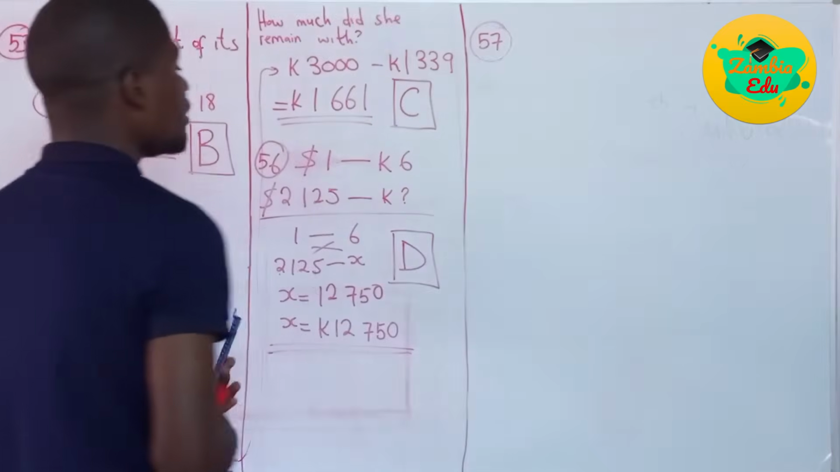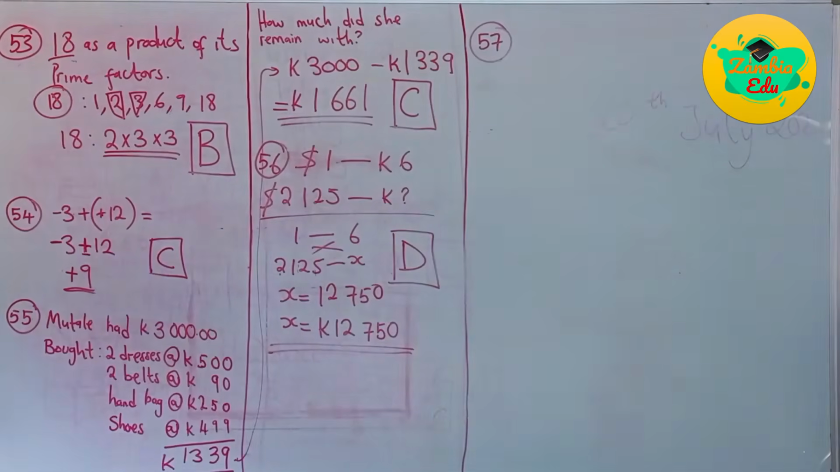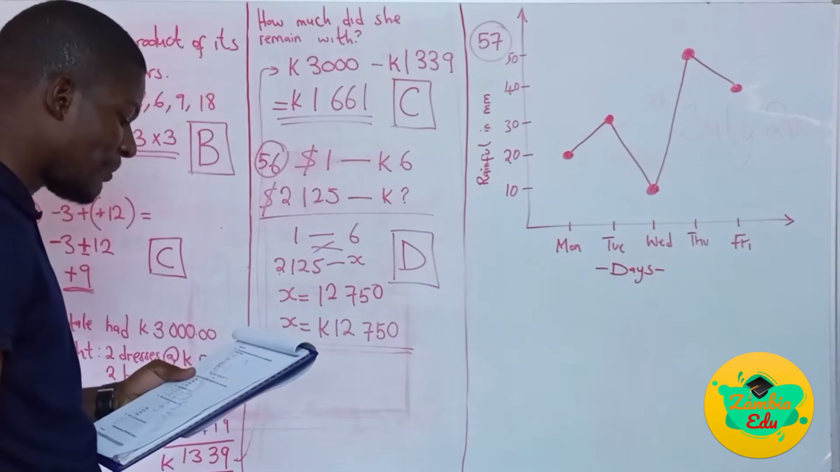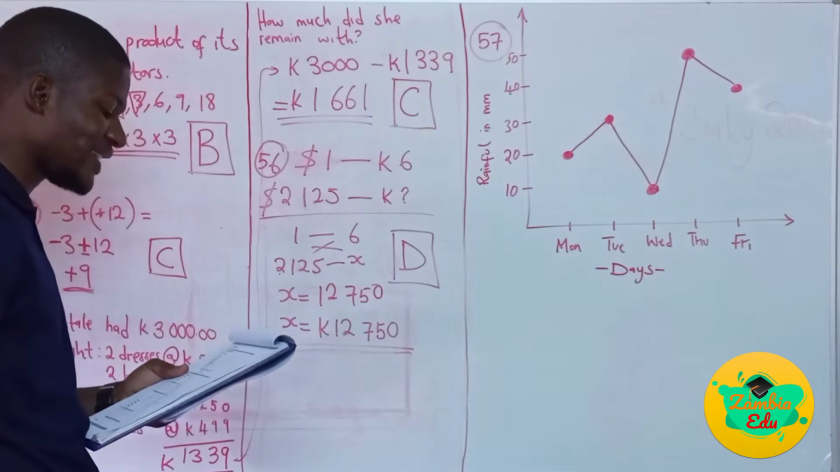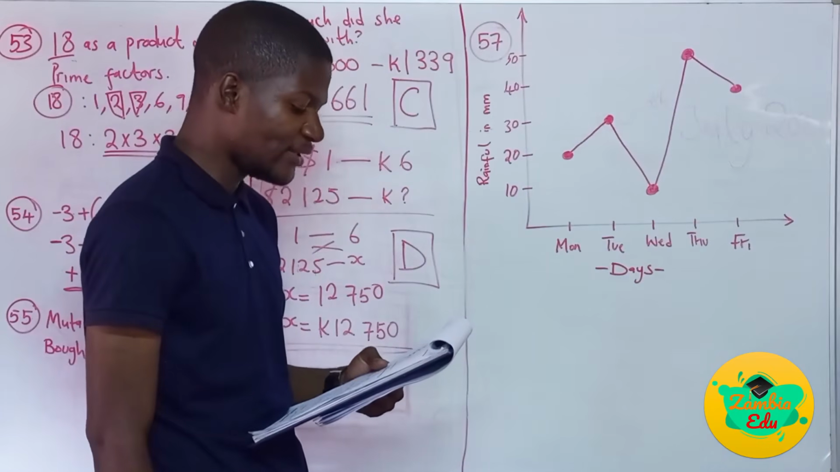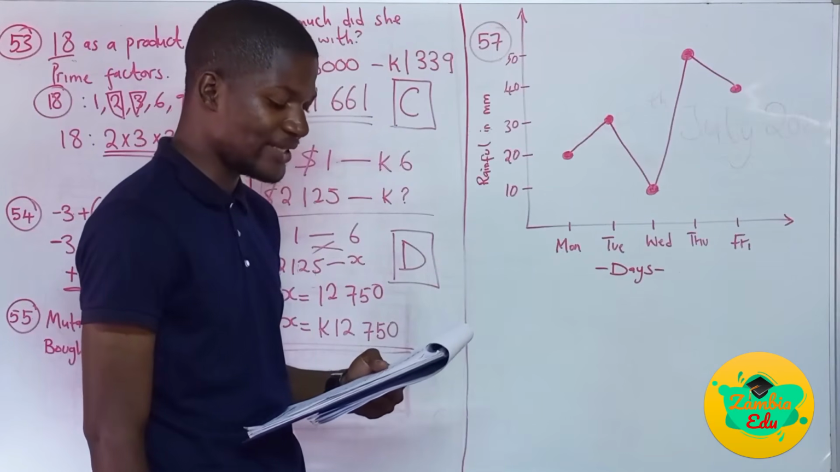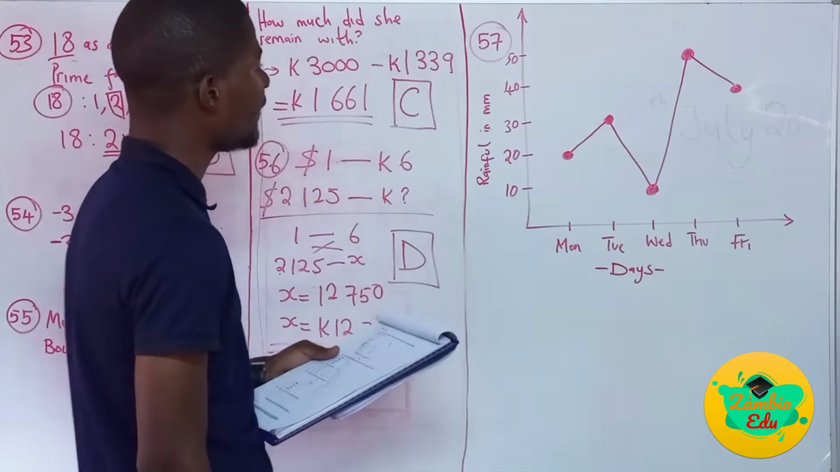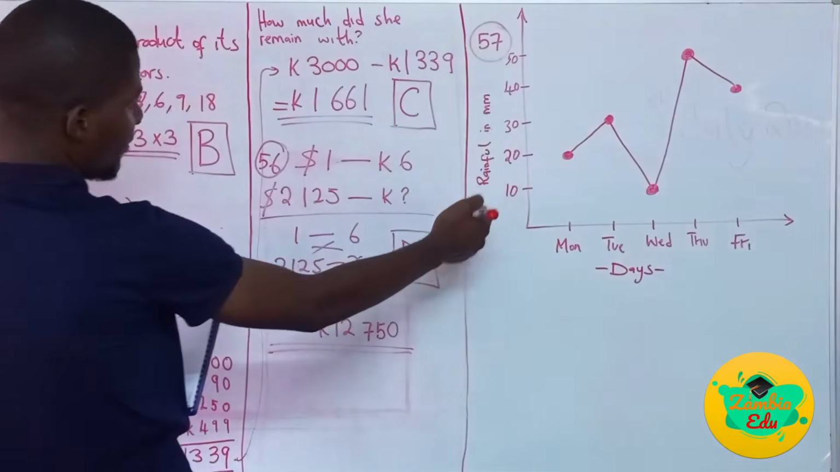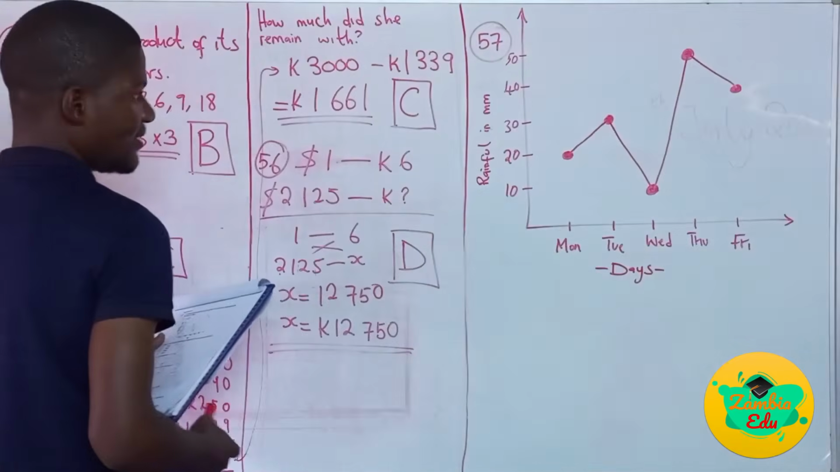Question 57. The graph below shows the amount of rainfall recorded at a certain town from Monday to Friday. I'll say that again. The graph below shows the amount of rainfall recorded at a certain town from Monday to Friday. So this is the graph. We have the y-axis showing us the rainfall in millimeters, and we have the horizontal axis showing us the days.